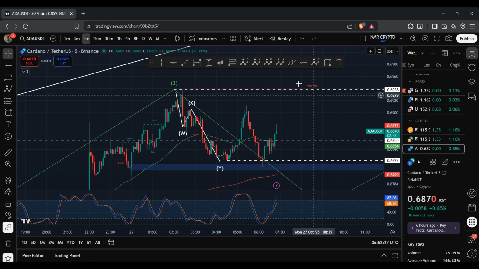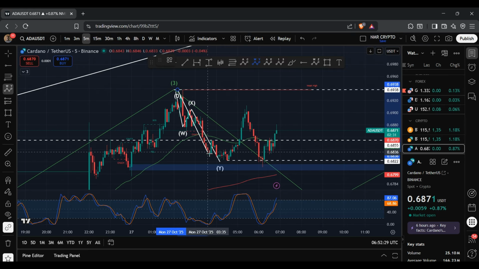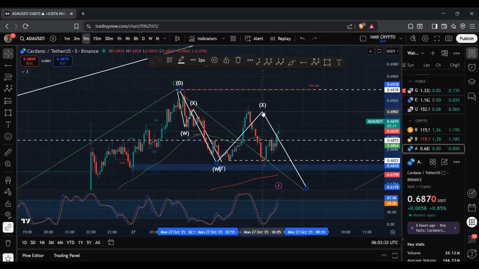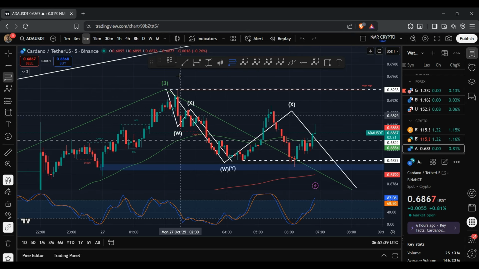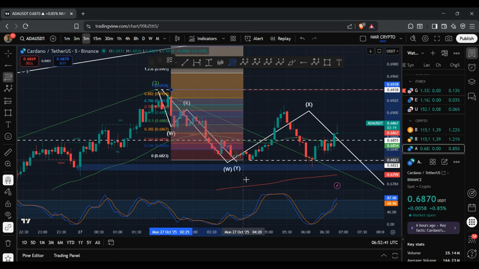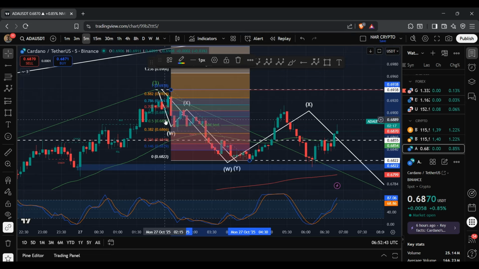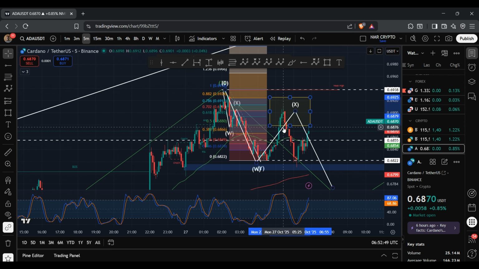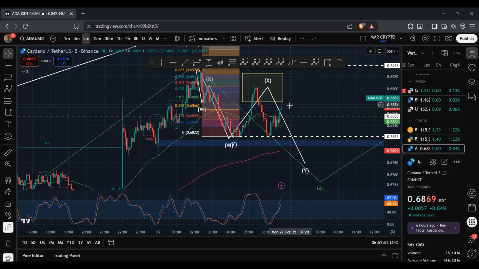And so in essence, what we are forming right now is a WX structure, like so. And this X wave here would typically reach anywhere between 50 to 88.2% of the W wave. And so that region sits between 68.8 cents to 69.24 cents. And so you can see that we ended up tapping into this range. That's then followed by this reversal to the downside.